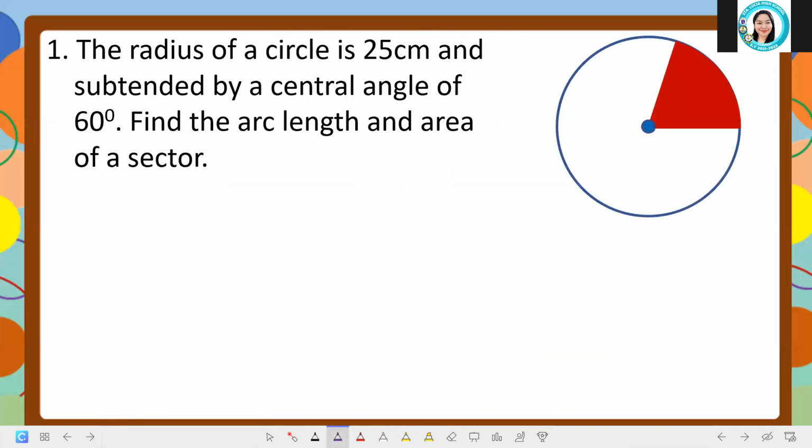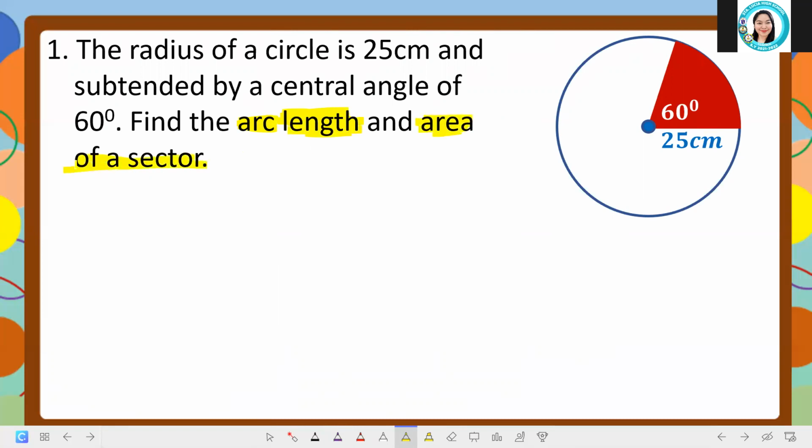Now, let us have number 1. The radius of a circle is 25 centimeter and subtended by a central angle of 60. And yung sinasabi ko sa inyo na if this is 60, therefore, the measure in degrees of the arc is 60 also. But we are looking for how long the arc is. So we are going to find the arc length and of course, the area of a sector.